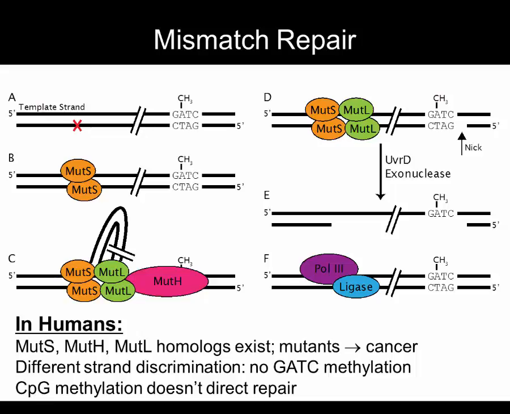Humans have homologs to MutS, L, and H, and they're definitely important for repair, as individuals with mutations in these genes are predisposed to getting various types of cancers. But it's unclear how we tell old strands from new, since we don't have GATC methylation. We have a different sort of methylation, but it doesn't seem connected to repair. Some people have suggested that the replication fork itself is key for strand differentiation, so repair would have to occur while replication is still ongoing.